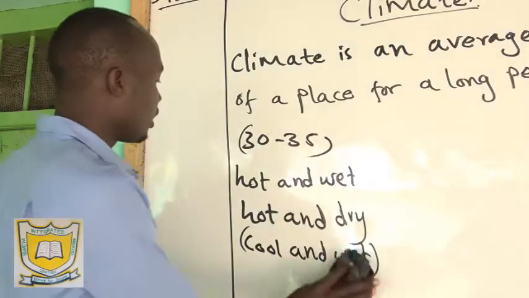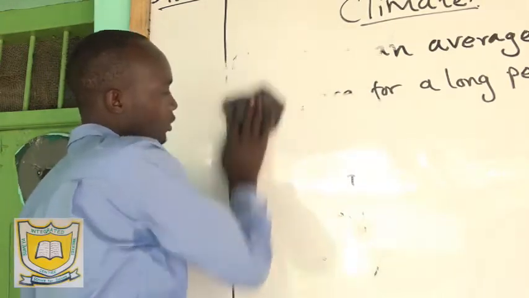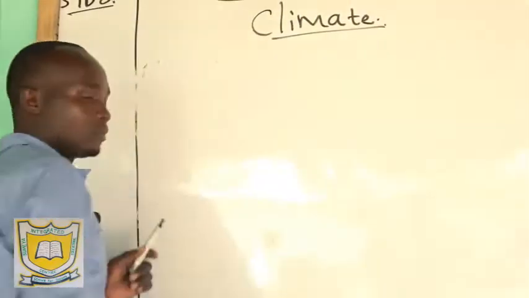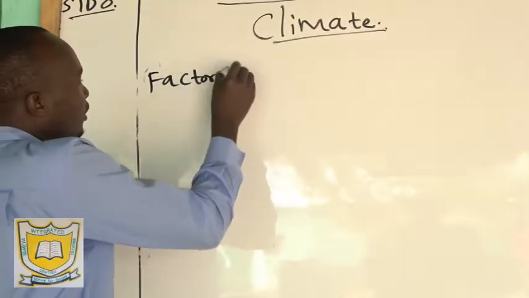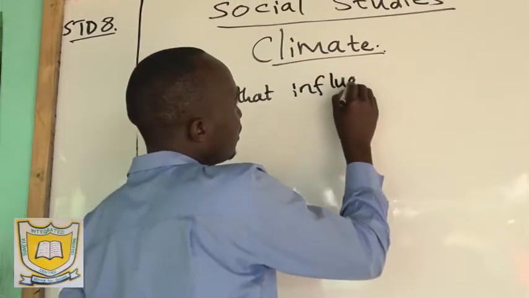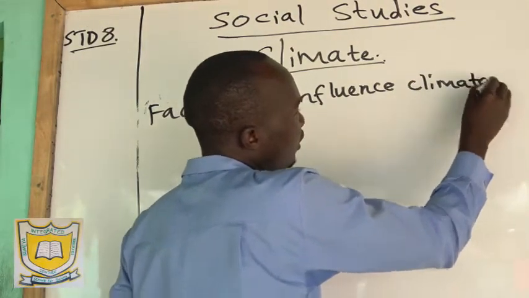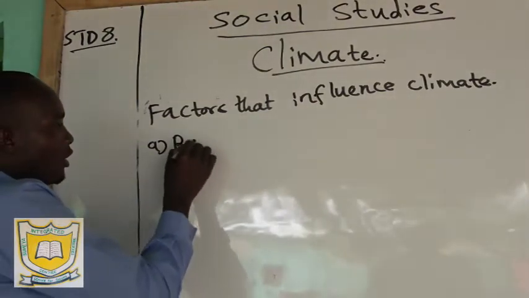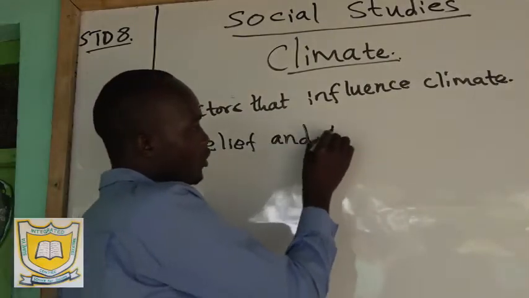Now, we want to look at the factors that influence climate. Factors that influence climate in Africa. So factors that influence climate in Africa, we have what you call relief and altitude.